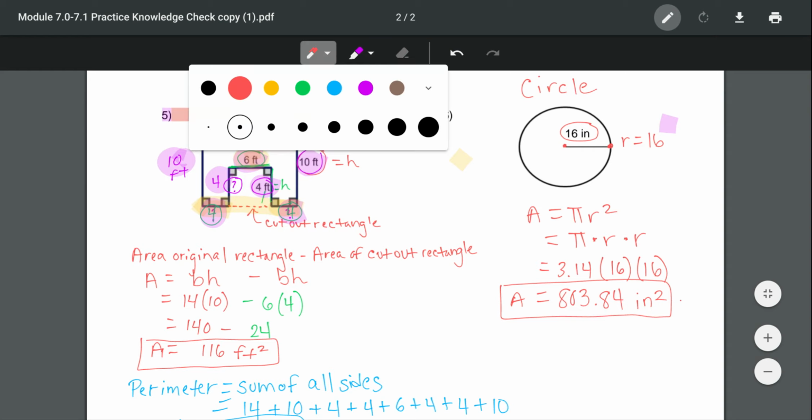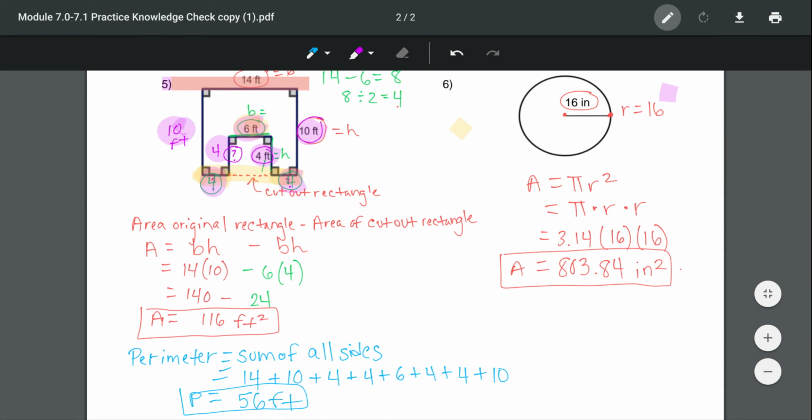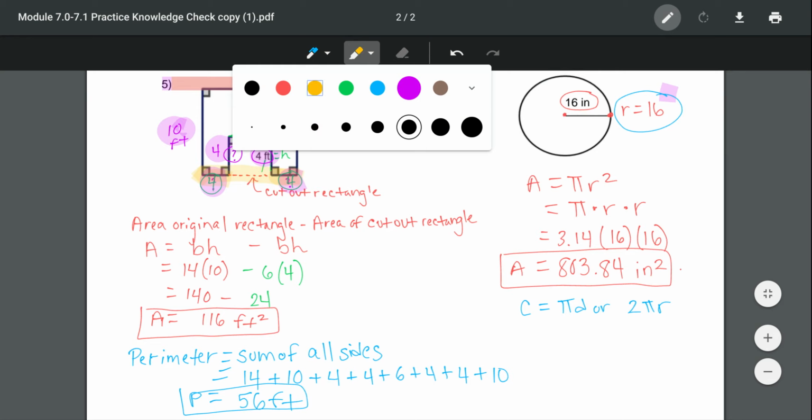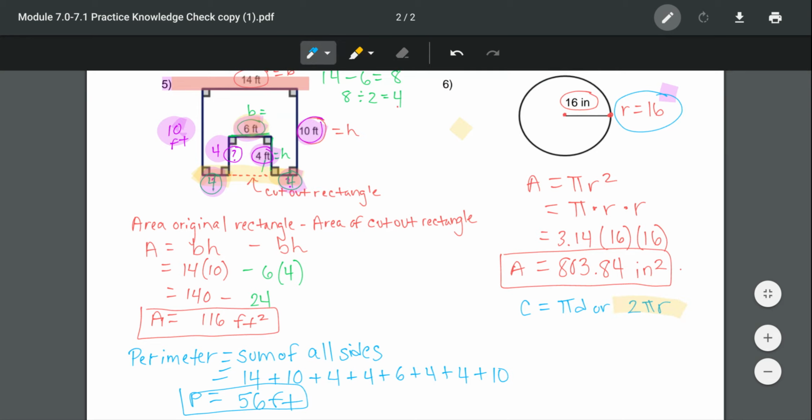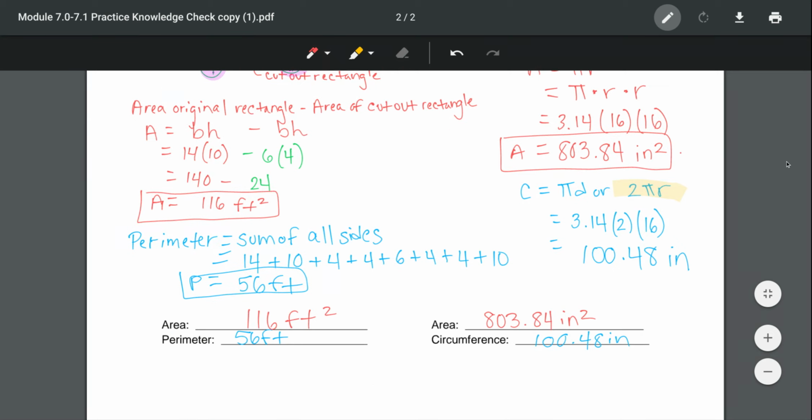Okay, for the perimeter, circumference. So for a circle, the perimeter of a circle is called the circumference. So you can either use the formula pi times diameter, or you can use 2 times pi times the radius. So since we know that the radius is 16, then I would use 2 pi r. So pi is 3.14 times 2 times the radius, which is 16. So multiply that out. So when you multiply that out, you get 100.48 inches. Make sure to record your answers below.